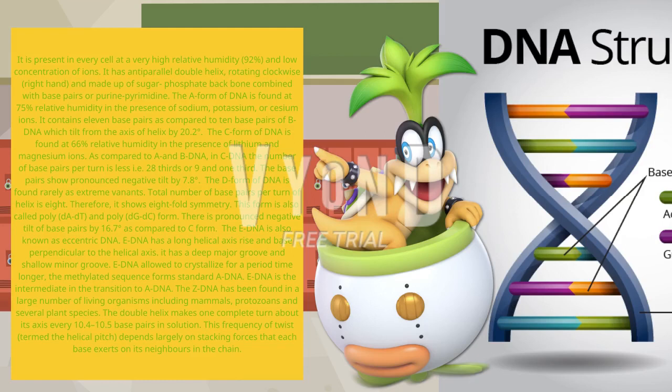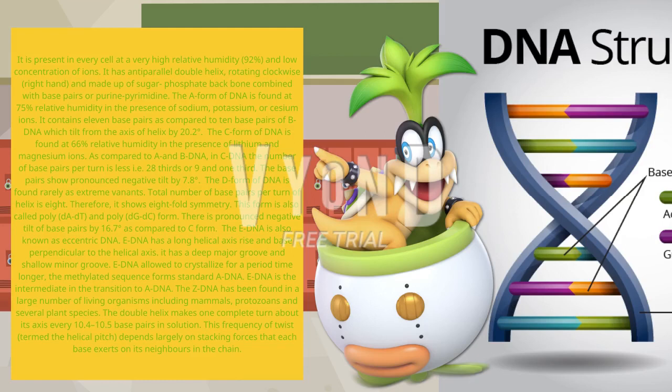or purine pyrimidine. The A form of DNA is found at 75% relative humidity in the presence of sodium, potassium, or cesium ions. It contains 11 base pairs as compared to 10 base pairs of B-DNA which tilt from the axis of helix by 20.2 degrees.